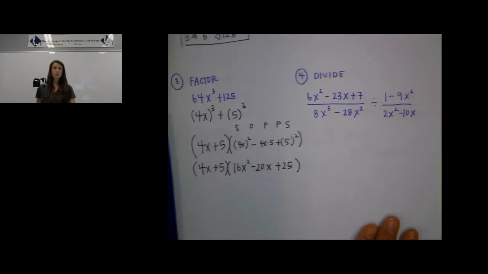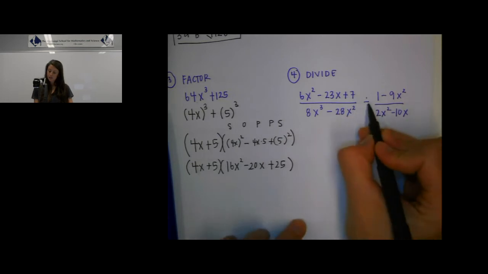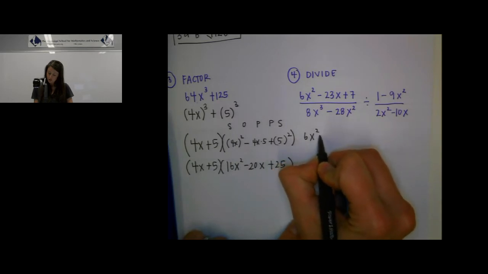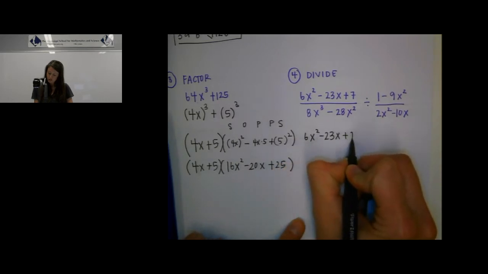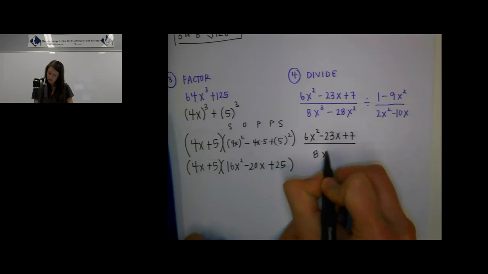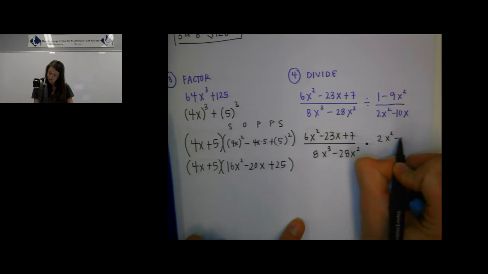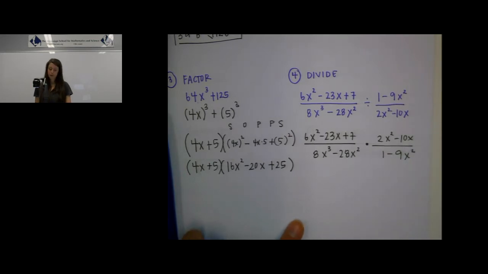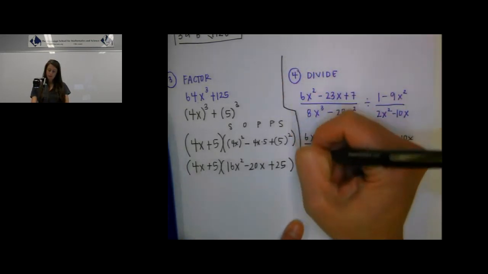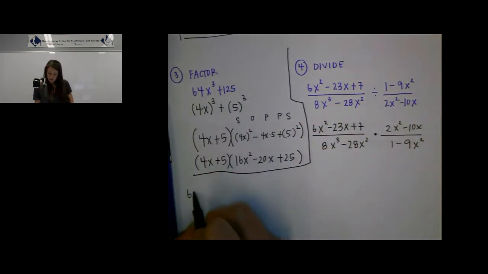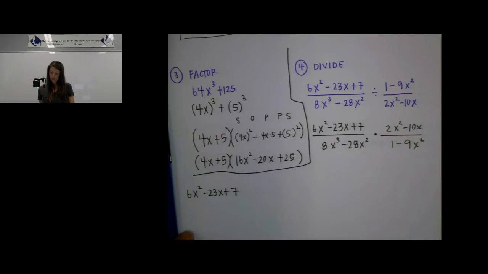Okay, so we want to divide this. Remember, when we divide, we flip and change that to multiplication. So this is going to be 6x squared minus 23x plus 7, all over 8x cubed minus 28x squared, times 2x squared minus 10x, all over 1 minus 9x squared. Okay, I'm going to take each one of these and factor. So I've got 6x squared minus 23x plus 7 here.